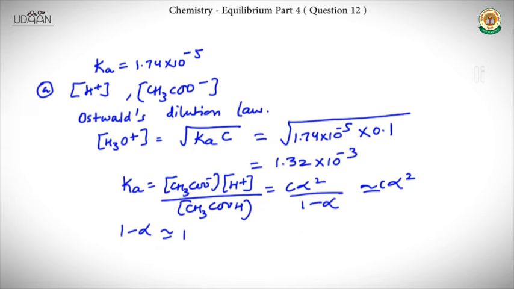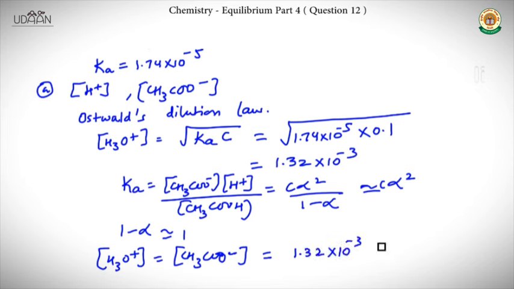So we found the concentration of H3O plus, which will also be equal to the concentration of CH3COO minus, since the stoichiometric coefficients are the same. So it is 1.32 × 10⁻³ molar.